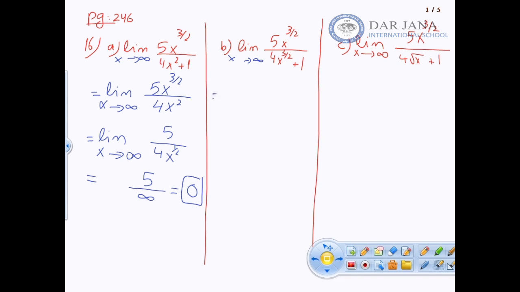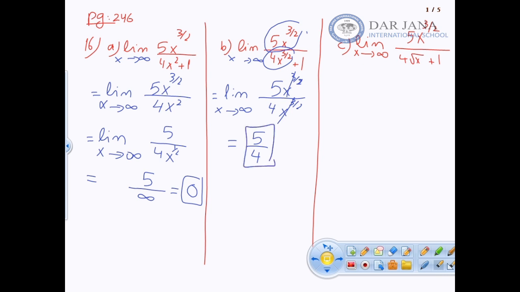Now the second example, part B, also the same limit. We are going to take the highest degree term here, and in the denominator the highest degree term, 5x power 3 over 2 and 4x power 3 over 2. The same degree, so we can cross out this and this together. The final answer is going to be 5 over 4. So this is the second case, when we have the same degree up and down. It's going to be a over b, where a is the leading coefficient of the numerator and b is the leading coefficient of the denominator.